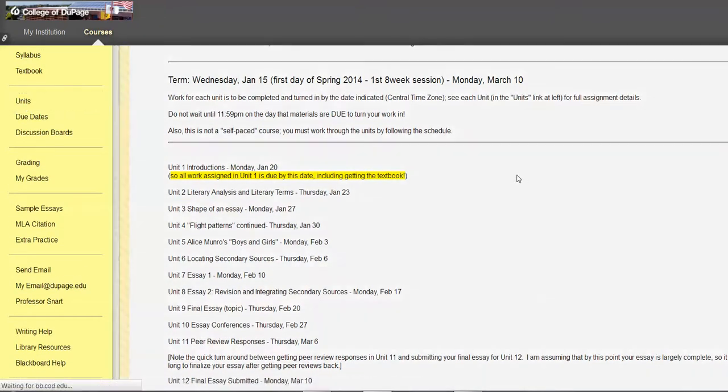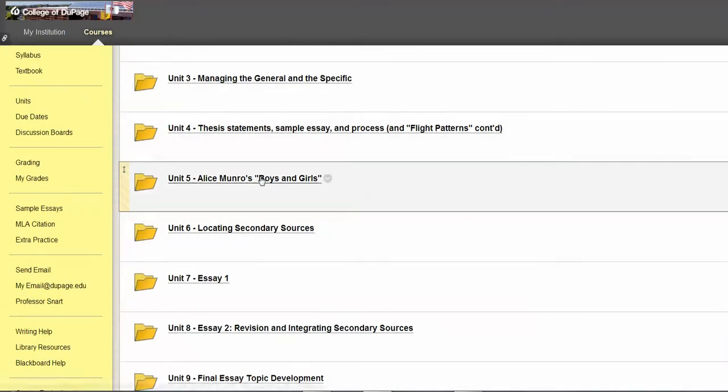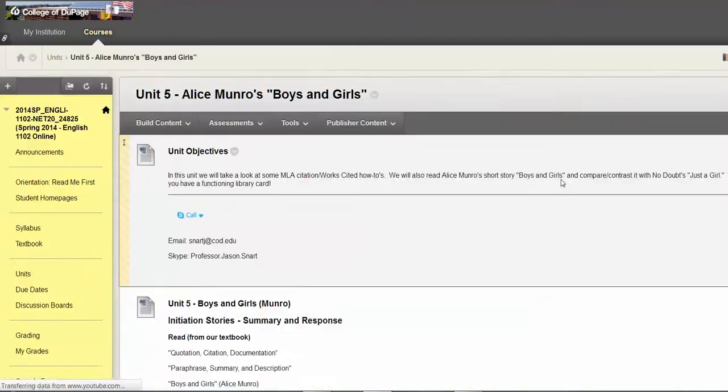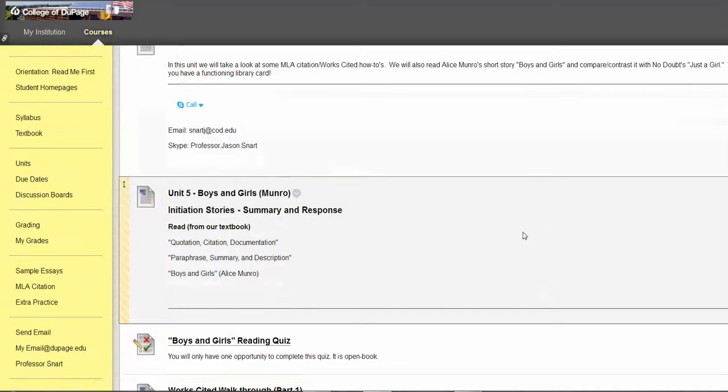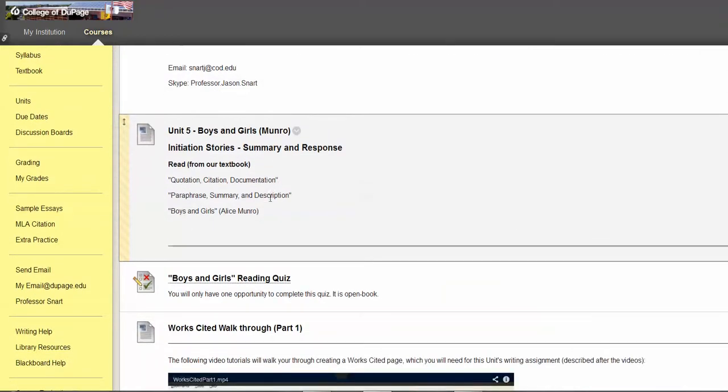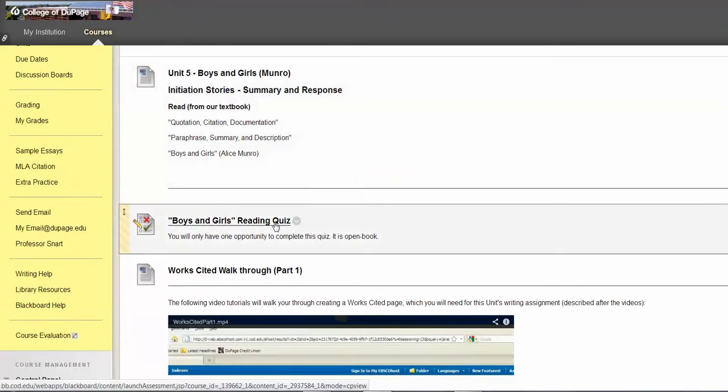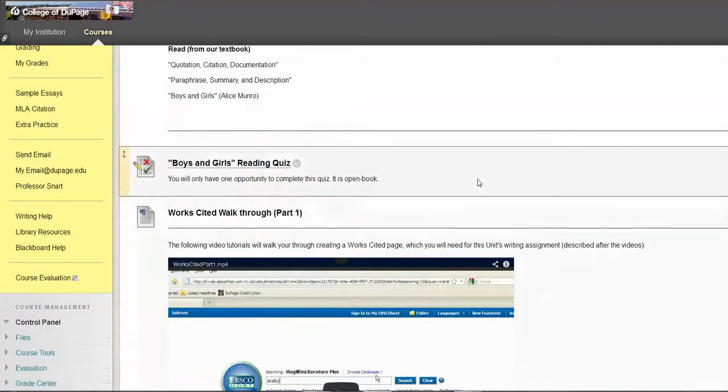Let me just click us into 5. And this one's kind of a fun one. It has us reading a next short story, which you'll see listed here. There's a couple of items from the book to read, and then the short story is called Boys and Girls by Alice Munro. There's a brief quiz related to the story. It, like most of what we do, is just an open book thing, trying to not even so much test your knowledge of the story, but really draw your attention to some of the important features of the story or certain things that are going on.